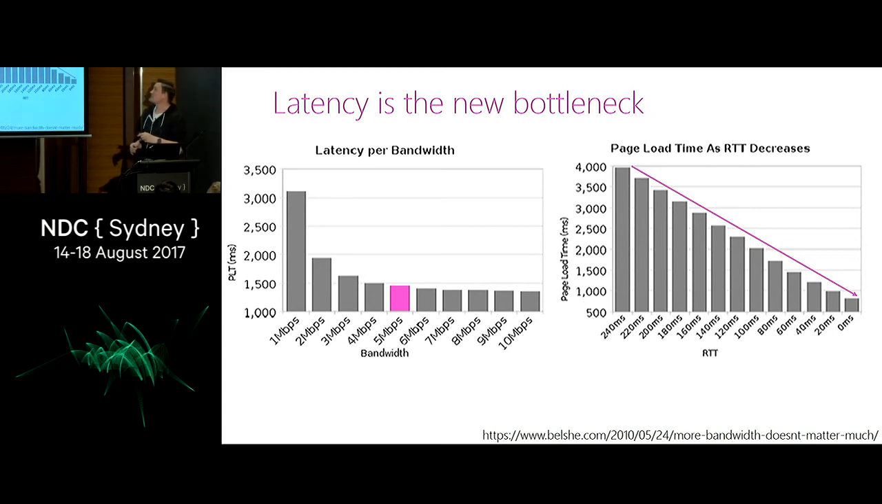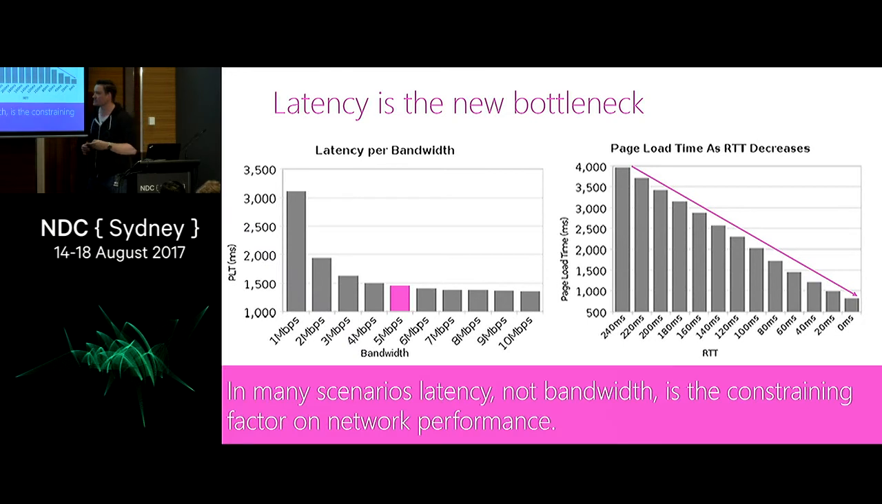Then they looked at latency. And they started ratcheting down latency from 240 milliseconds on the left down to 0 on the right. And what you could actually see is, as latency decreased, you got a linear improvement over time. So what this tells us is, in most modern contexts in which we use it, where we've got a good network, it won't actually be bandwidth that is constraining you. It will be latency.